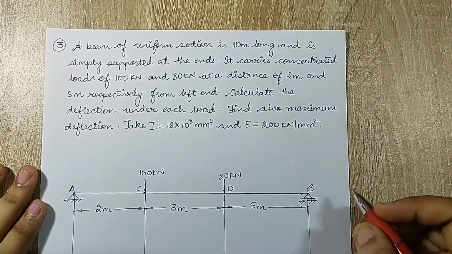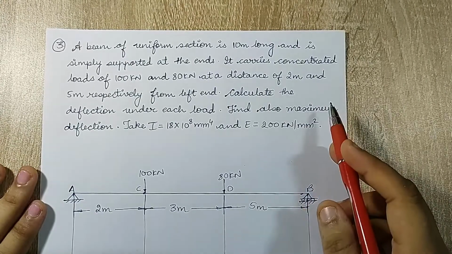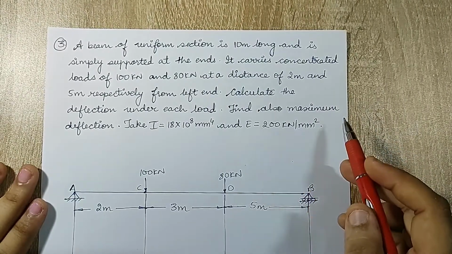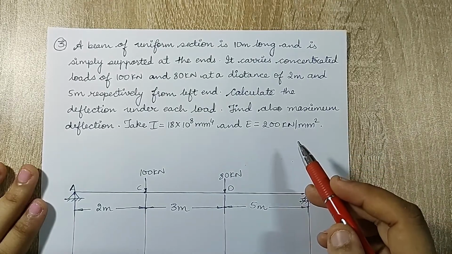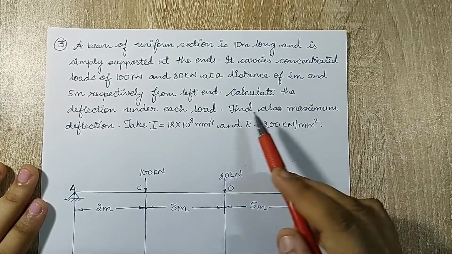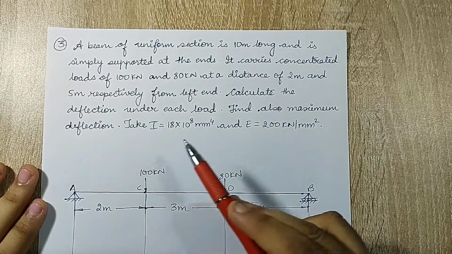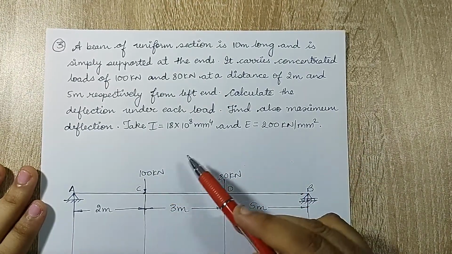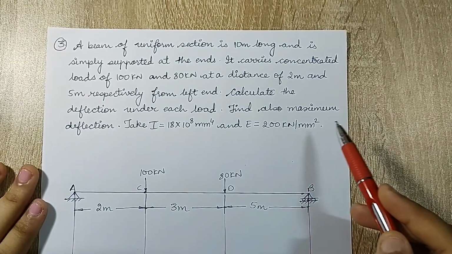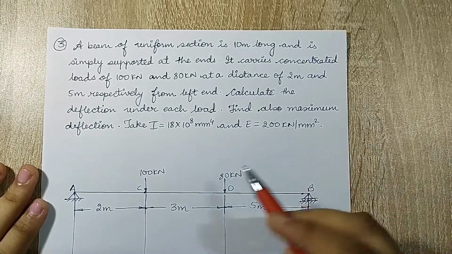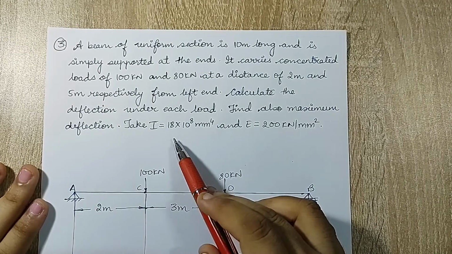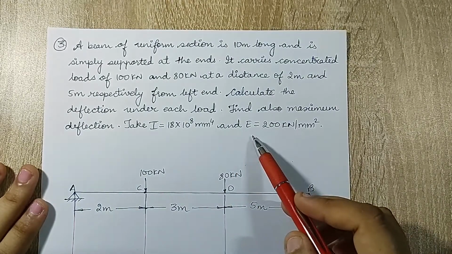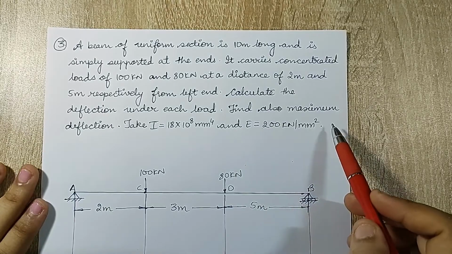A beam of uniform section is 10 meter long and is simply supported at the ends. It carries concentrated loads of 100 kN and 80 kN at a distance of 2 meter and 5 meter respectively from the left end. Calculate the deflection under each load. Find also maximum deflection. Take moment of inertia as 18 into 10 raised to 8 mm raised to 4 and Young's modulus is 200 kN per mm square.